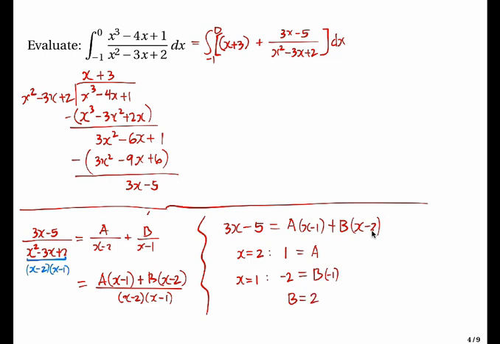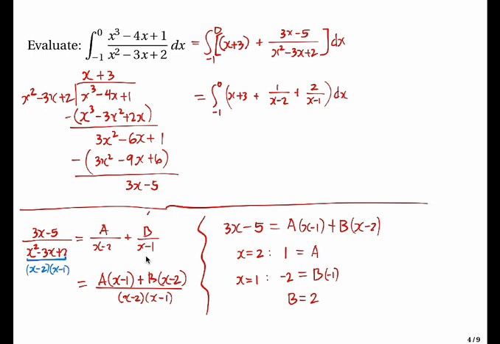Which means now we have the integral from negative 1 to 0 of x plus 3, plus you have a, which is 1, over x minus 2, and then plus b, which is 2, over x minus 1. Okay, and then we close this and then integrate now.